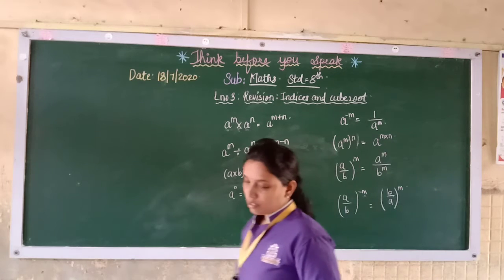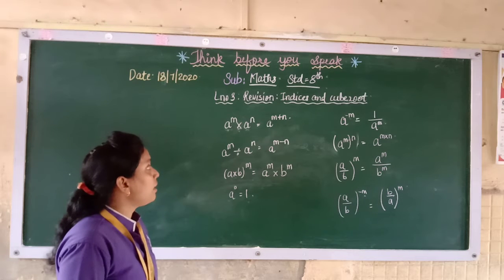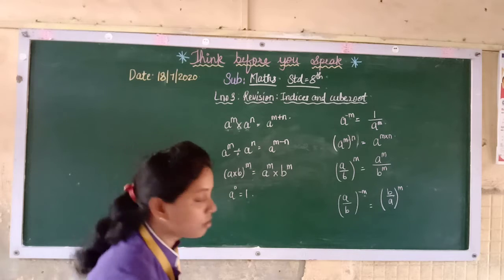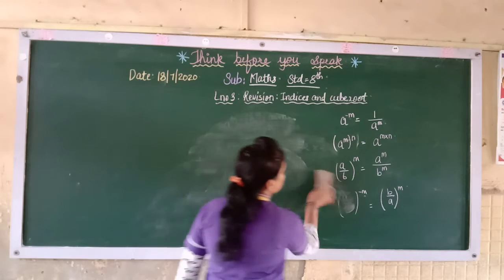So these are some of the laws of indices where m and n are integers. Now this we have studied in the lower standards. So this you have to remember so that you can solve the sums.